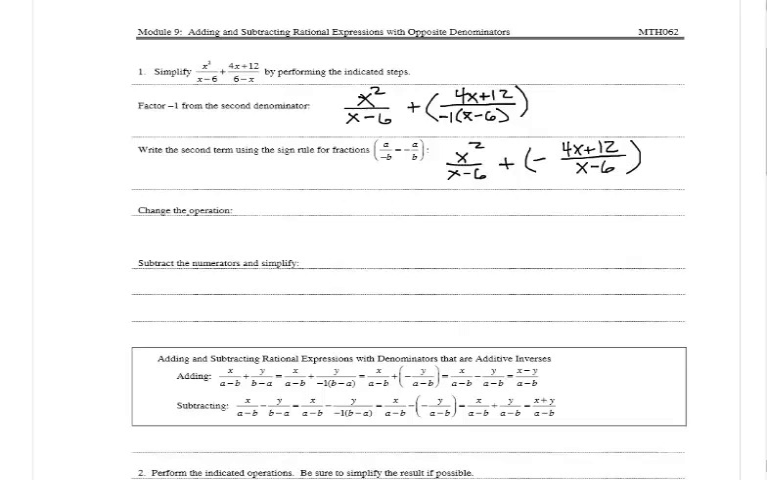And now they want us to change the operation. So we're going to change this positive sign to a negative. So we're going to have x squared divided by x minus 6 minus 4x plus 12 divided by x minus 6. And now they want us to subtract it and simplify.